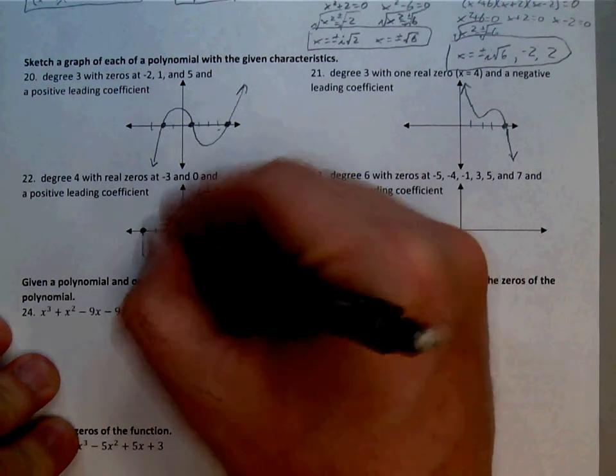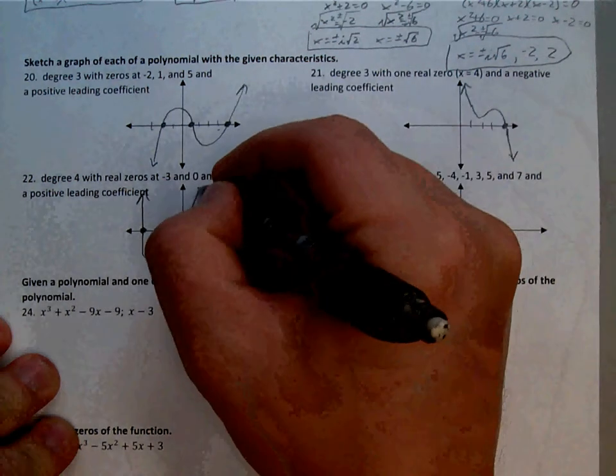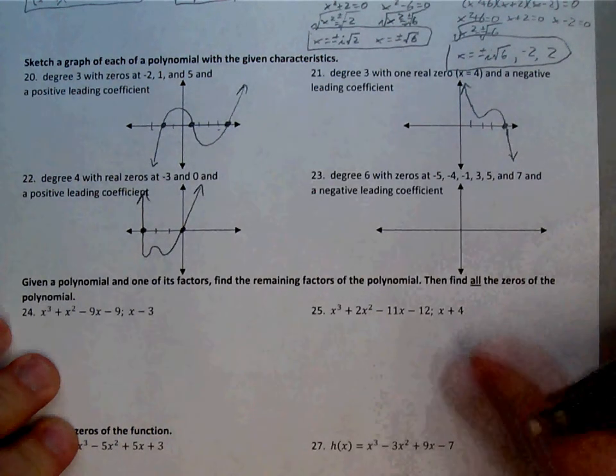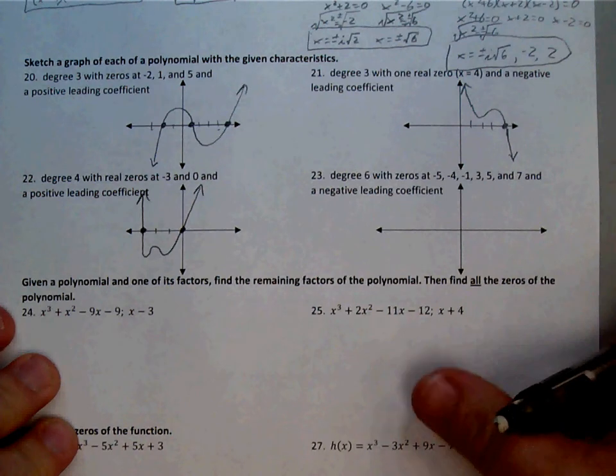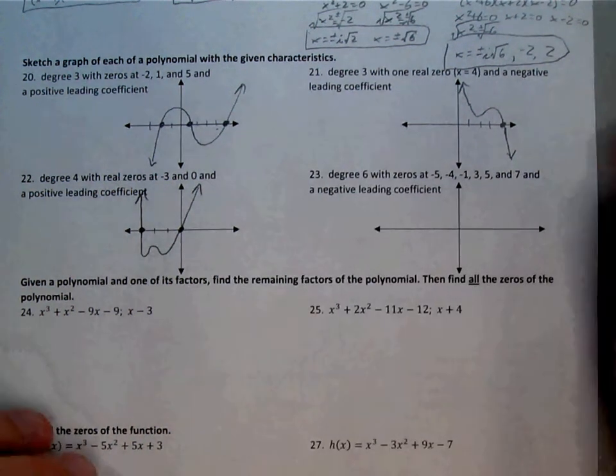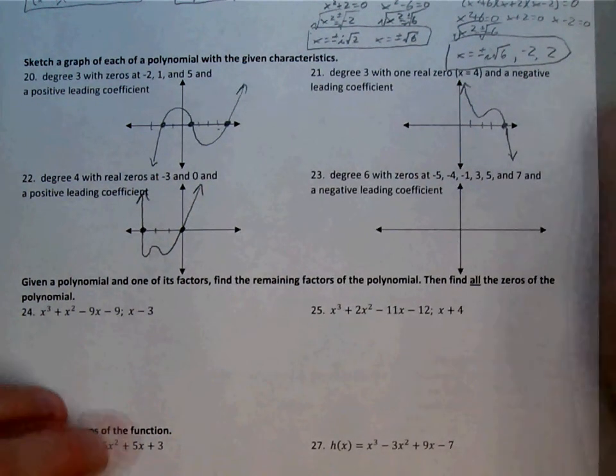I might change direction, head back through. It could be something like that. There's a lot of options as to what this could look like. That probably should have been a little bit more symmetric than it was, but that's okay. Number 23.